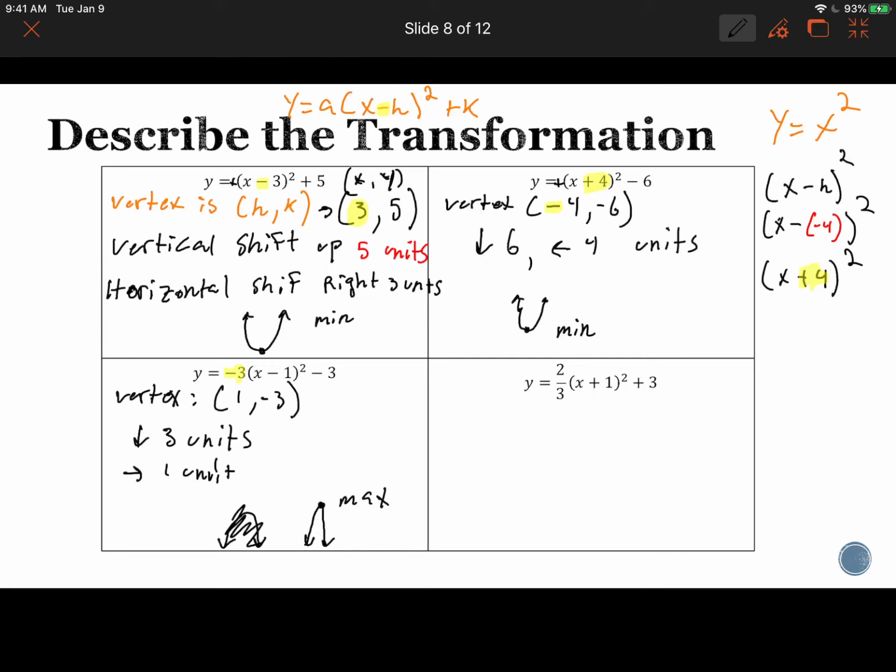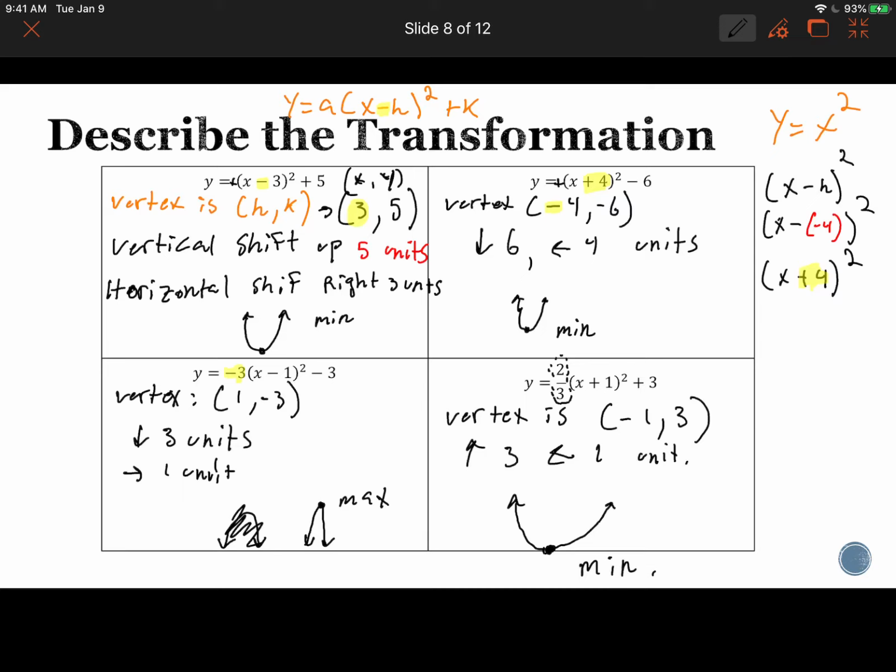My vertex for this is (-1, 3), meaning I'm moving up 3 units and I'm translating left 1 unit. If you remember, any value that is between 0 and 1 experiences a vertical shrink, which means that my parabola just gets a little bit wider. Since it's positive, it will open up, resulting in a minimum.